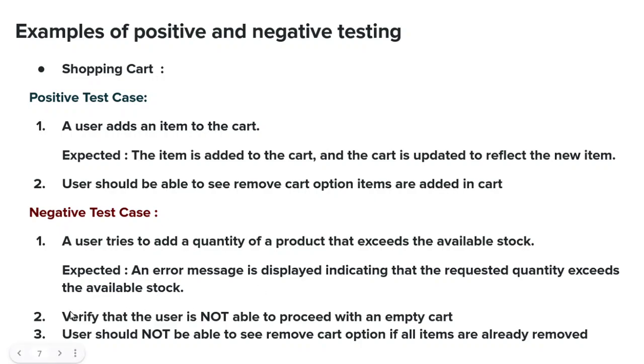One more scenario would be the user is not able to proceed with an empty cart. If the user has not added any item in the cart, we should not allow the user to proceed with that empty cart. That is again a negative scenario. One more scenario would be the user should not be able to see the remove cart option if all items are already removed. If we don't have any item in our cart, the user should not be able to see the remove product from the cart option. Right? So this is again negative scenarios. So these are some positive and negative scenarios around the cart.